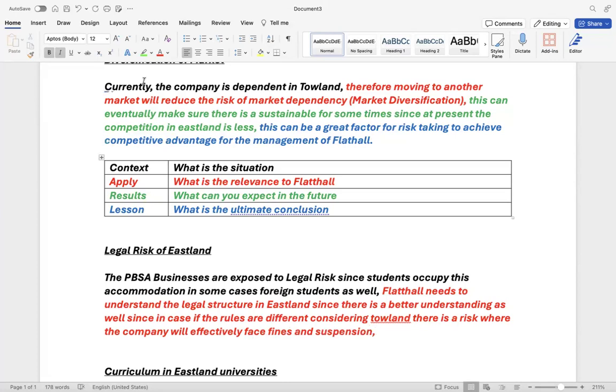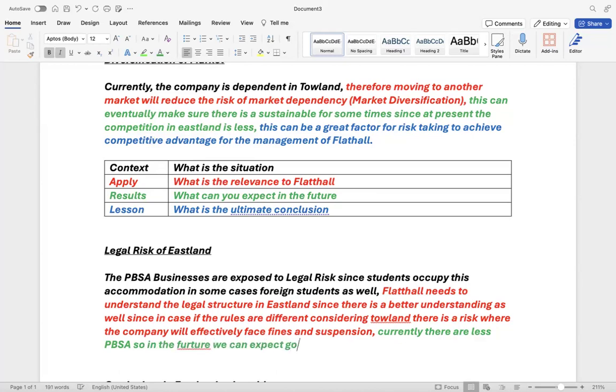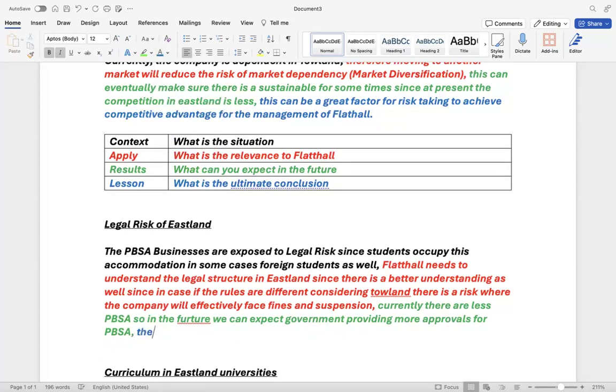And then, students, what can you expect in the future? So I'll just write down here, currently there are less PBSA. So in the future, we can expect government providing more approvals for PBSAs. And the last lesson is, students, I'll just write down here. The sensitivity of legal risk is high.